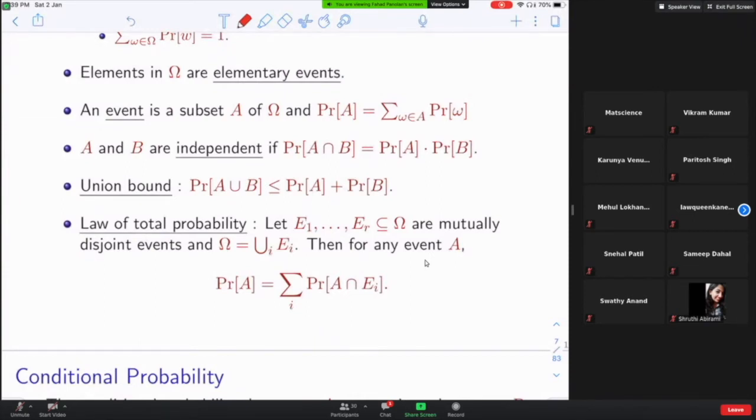The law of total probability is very simple. It says the following. Suppose you have your omega, which is a set, and you have partitioned it into E1, E2, up to ER. Partition means no two of them intersect, and together they cover the entire thing. And suppose you pick an event A. Then the probability of A is the summation of the probability of A intersection Ei, where the summation is over i, because you just need to sum up each piece. So that's what is called the law of total probability. It's very simple.